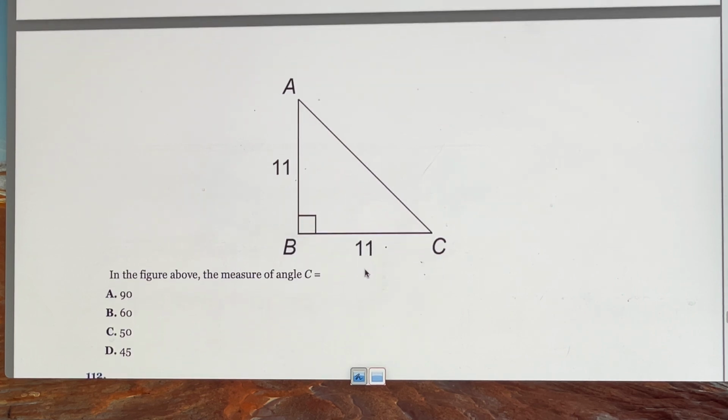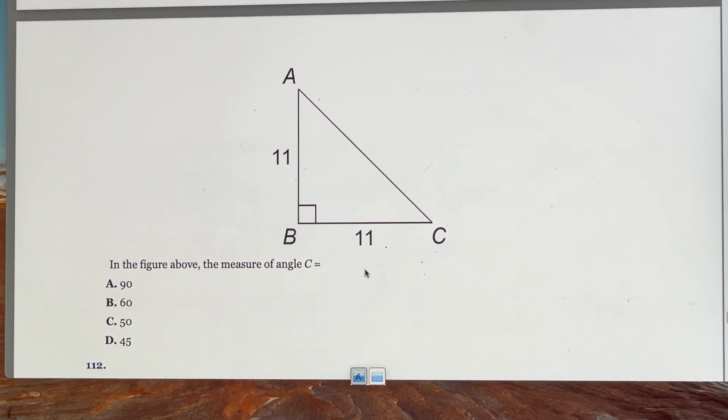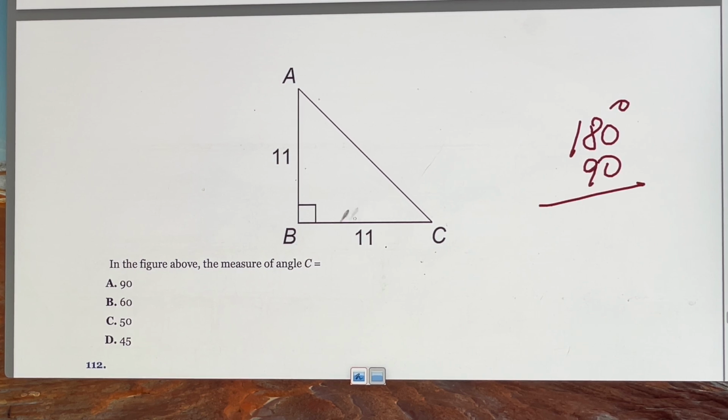11, last one. What's angle C? Well, it's a triangle. In a triangle, the sum of all the angles is 180. We know one of them is 90, right here. So we're left with 90. It's an isosceles triangle, right? If isosceles triangle, these two angles are the same. So this is 45, and that's 45, because 90 divided by 2 is 45.